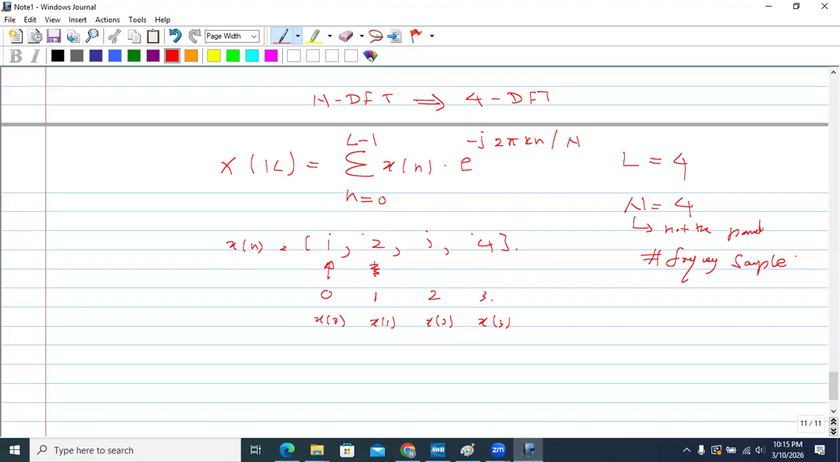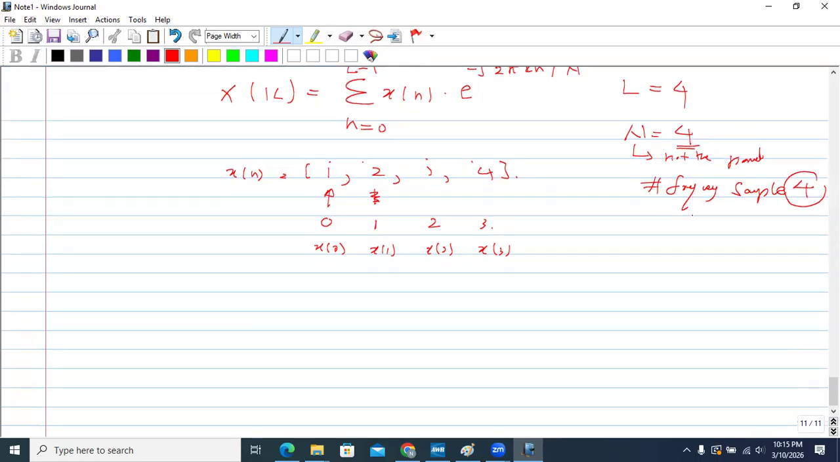This is the number of frequency samples, that is 4. Understood? Here the n is not the period, it is the number of frequency samples. So if we are asking to find the 4-point DFT, that means we are asking to find 4 frequency samples. Okay, 4 frequency samples.